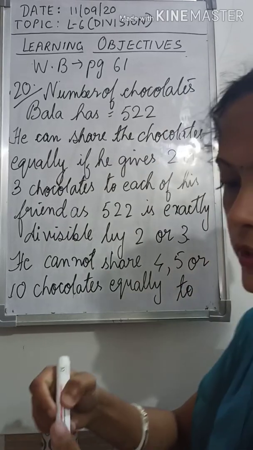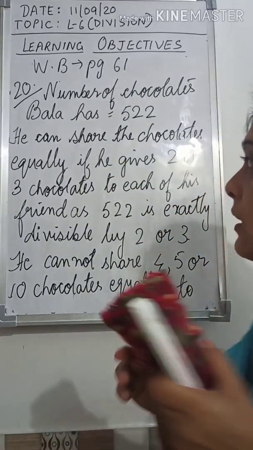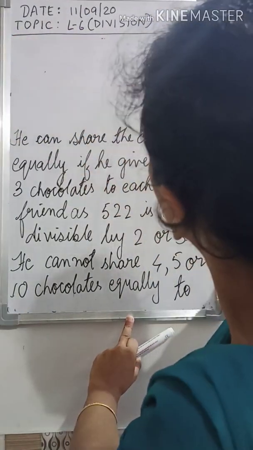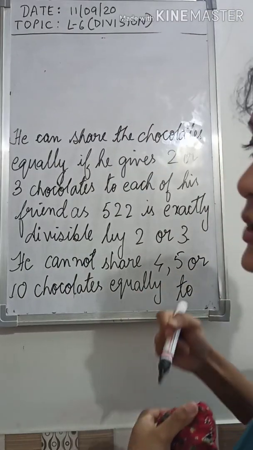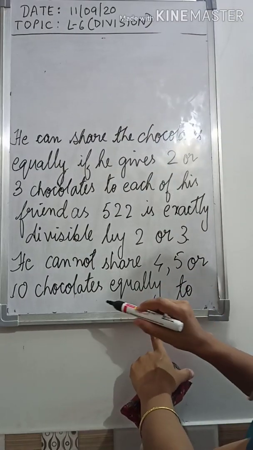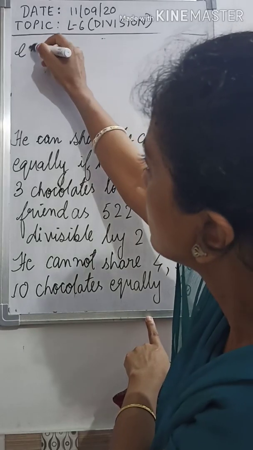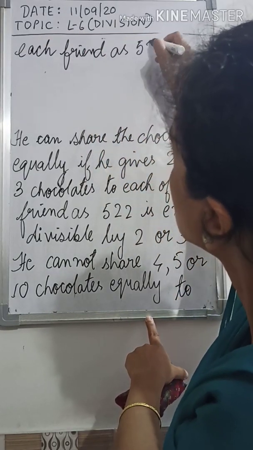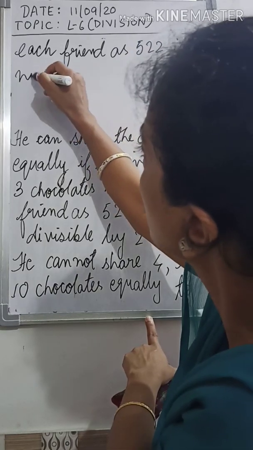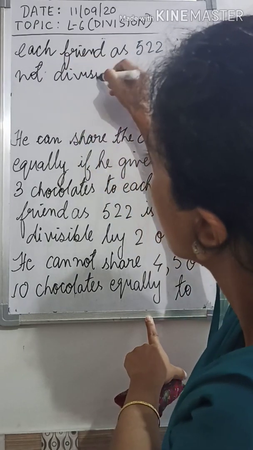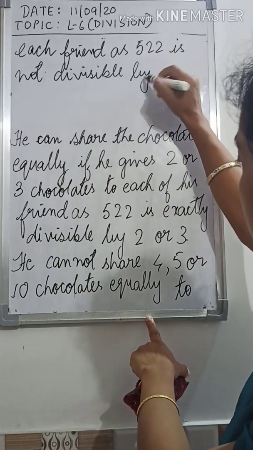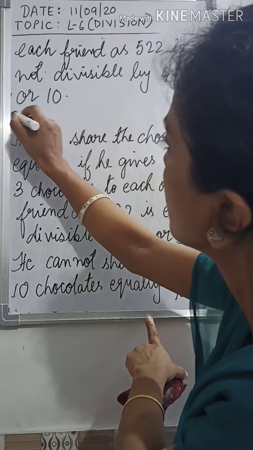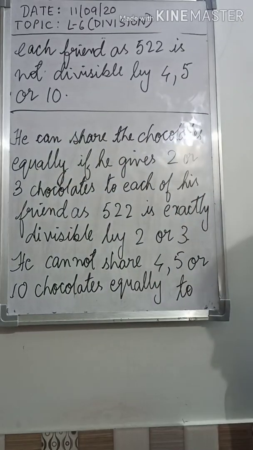So I hope you have written the top part. So I'm just erasing a little. So note it down, children: 4, 5 or 10 chocolates equally to each friend, as 522 is not divisible by 4, 5 or 10. So note it down, children.